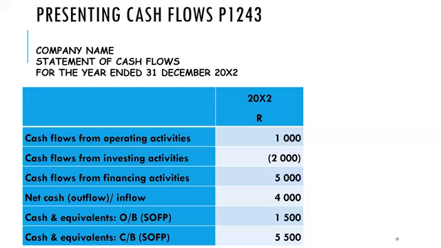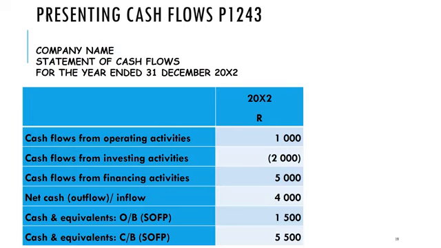What we expect to find is our cash flows from operating activities. Here they've given us a figure. Our cash flow from investing activities and our cash flow from financing activities. We then add all these together. So if we take 1,000 minus 2,000 plus 5,000, we are going to get the net cash inflow of 4,000, and that should reconcile to our opening balance and closing balance movement of cash and cash equivalents.